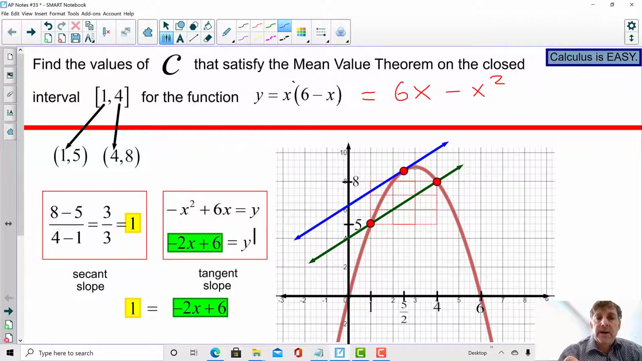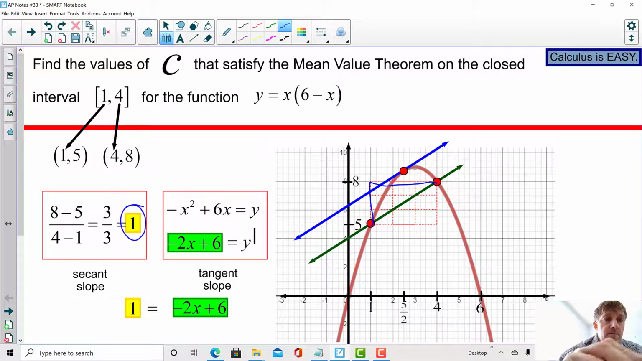You can see it's already factored, so you can see it goes through 0 and 6. The interval that we're looking at is from 1 to 4. So that would give you the 2 points, (1, 5) and (4, 8). Now you can actually count the slope, go up 3 and right 3. So your slope is 1.